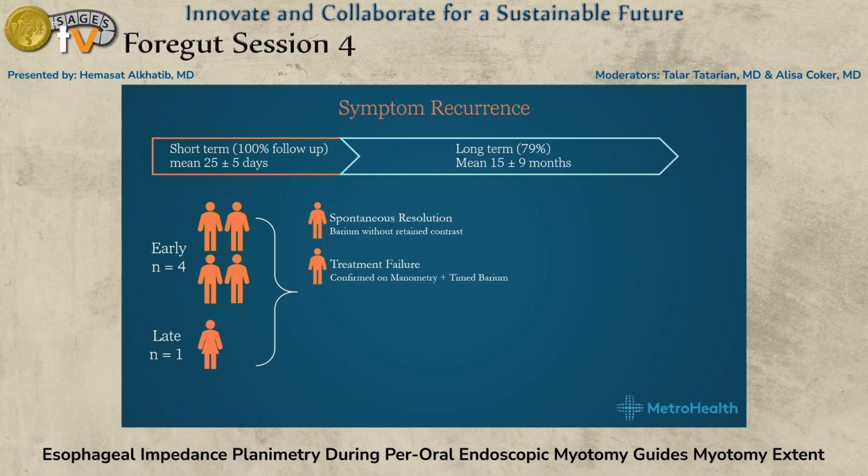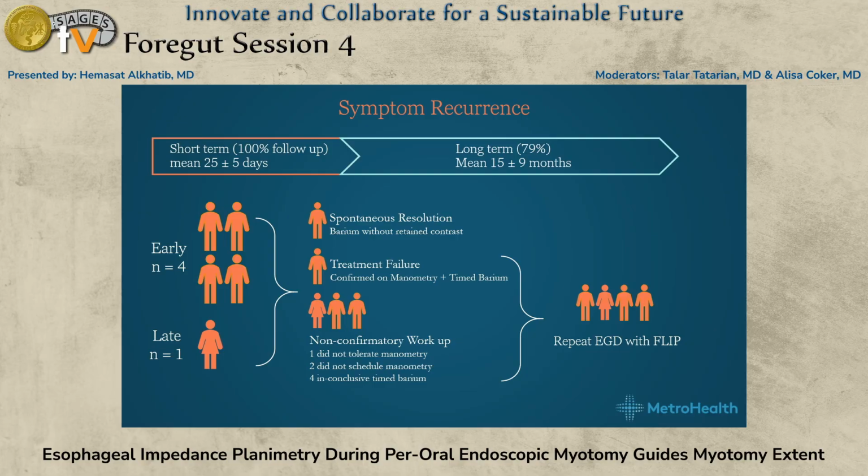1 patient was diagnosed with treatment failure that was confirmed in manometry and timed barium. And then the remaining 3 patients had non-confirmatory workup. 1 of them did not tolerate manometry, 2 did not schedule their manometry, and then 4 had inconclusive timed barium studies. And so for those 4 patients, we recommended repeat EGD with FLIP.